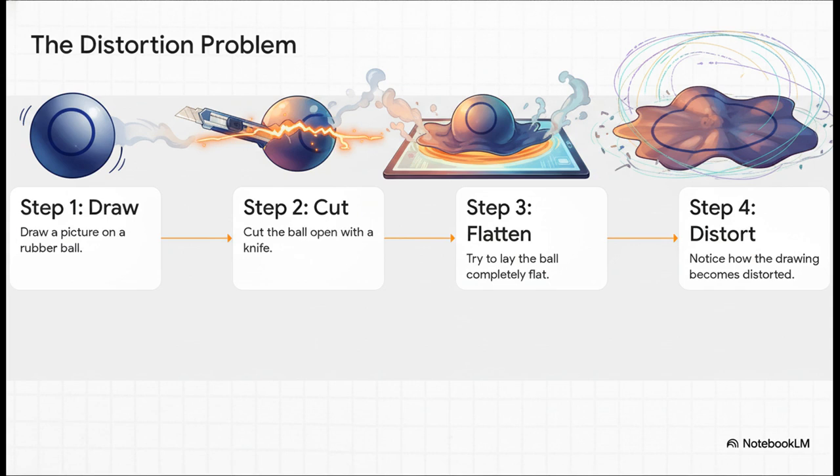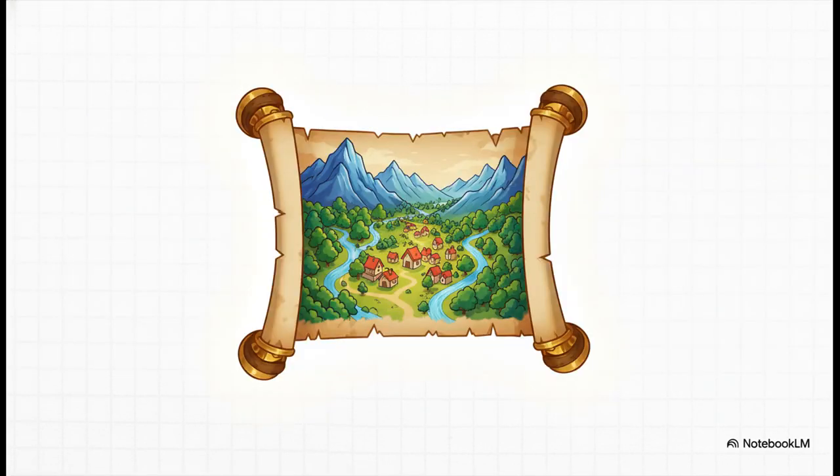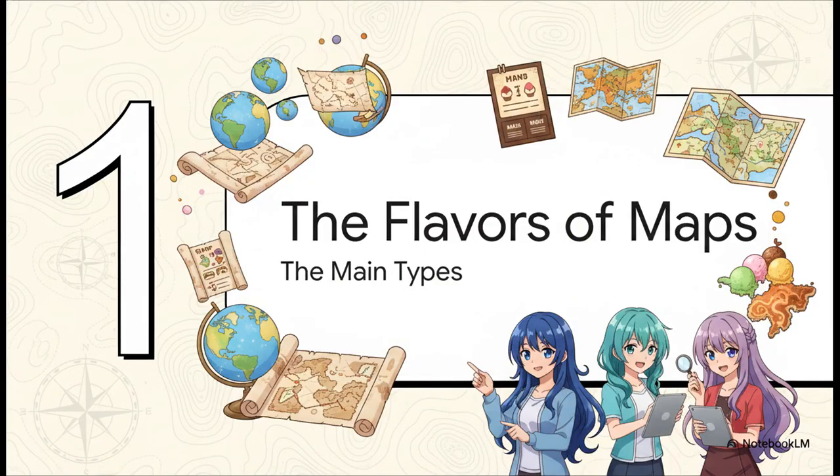That is the exact problem mapmakers face when they try to put our round Earth onto a flat piece of paper. And that brings us to the hero of our story, the map. A map is basically a drawing of the Earth's surface, or just a small part of it, that's been carefully designed to work on a flat surface. It is the brilliant solution to the globe's biggest limitation.